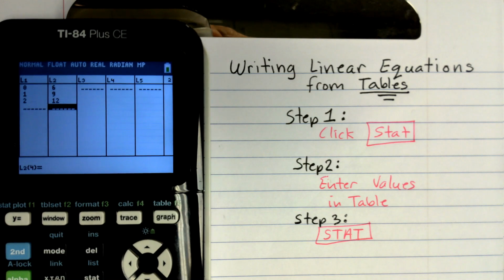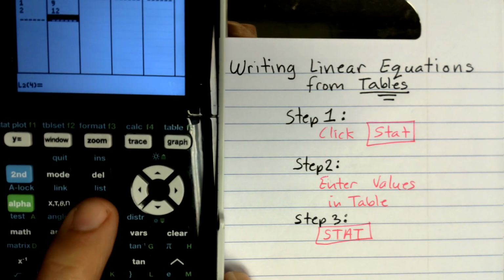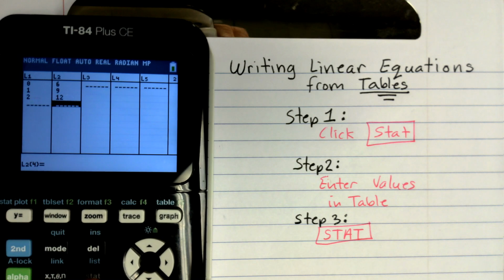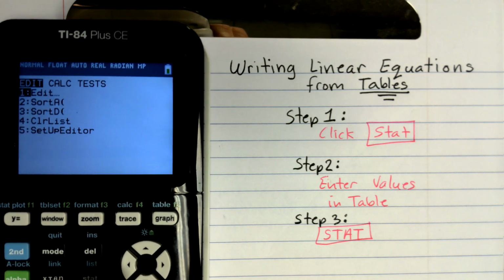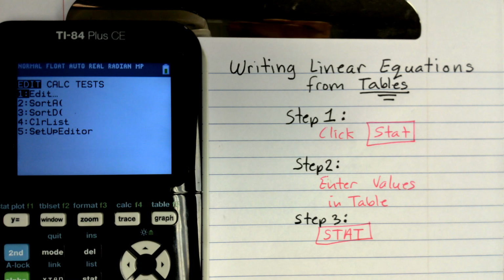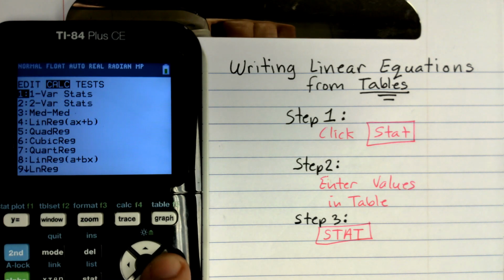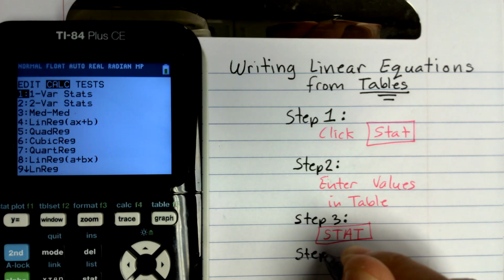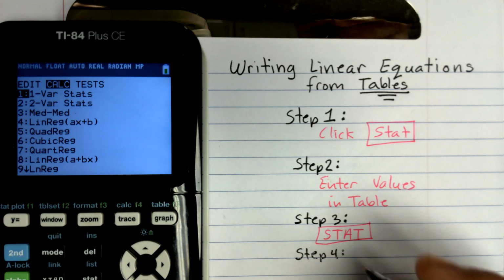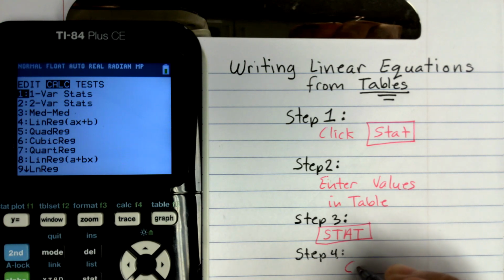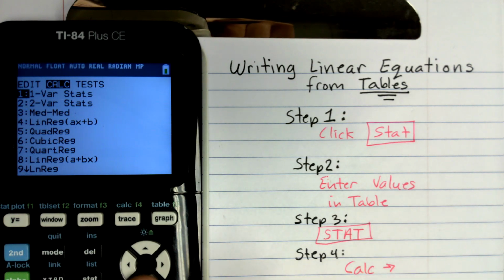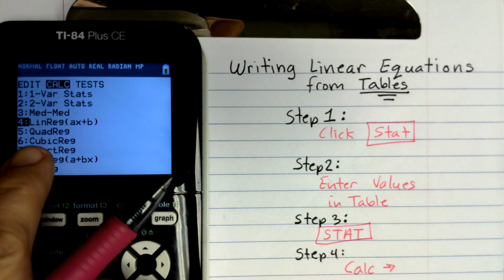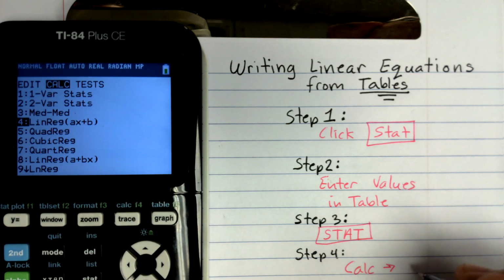Now, I'm going to go ahead and click my stat button one more time. Again, that's this button right here that says STAT. And once I click stat, I want you to notice it comes back to that menu again. Now, we already put in our numbers from our table, so I'm going to click to the right one time and go to calc, C-A-L-C. So step 4. We're going to then go to calc. And after we go to calc, we're going to go down to option 4 for linear regression ax plus b.